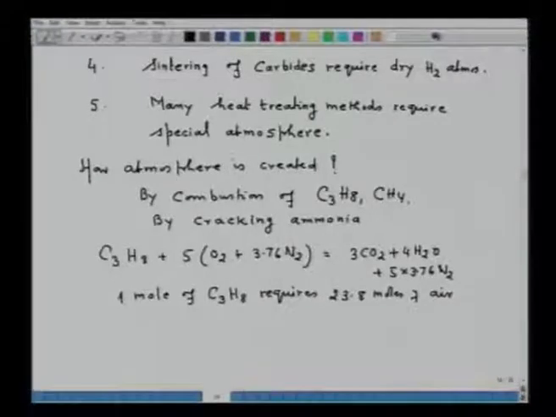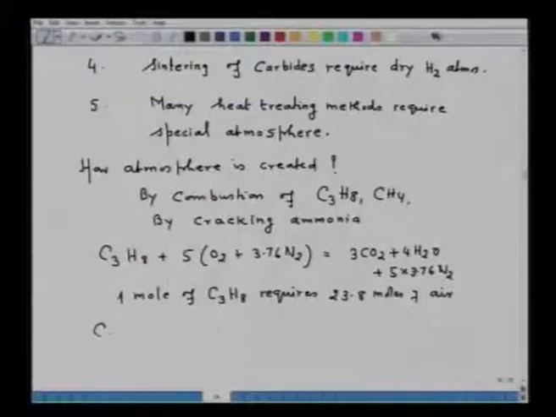If we want to create an atmosphere of a specified CO, CO2 proportion, then by controlling the combustion and mixing with the right amount of air, we can create that particular CO upon CO2 ratio in the atmosphere. So, suppose we want to create an atmosphere of say 1 mole of CO, 2 moles of CO2, then what do we have to do? We have to take less than the stoichiometric amount of air, that is certain.